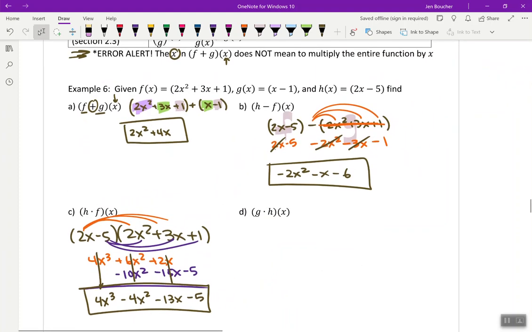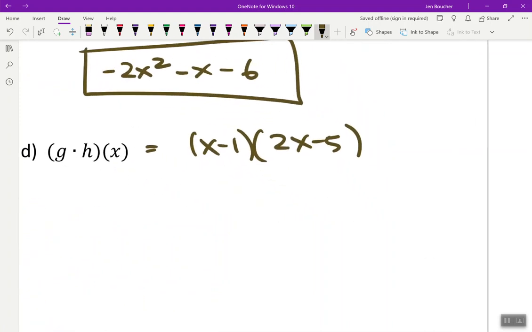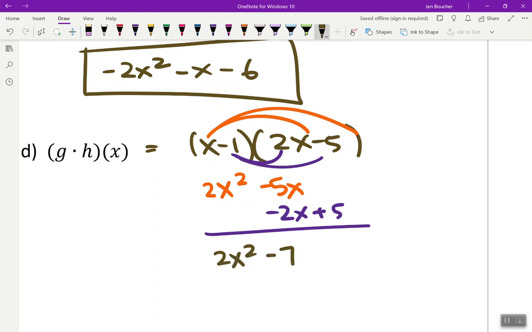Okay, last one, part G, D, whatever this is. Okay, the g function is x minus 1 multiplied by the h function, 2x minus 5. Again, pause the video, see if you can do this on your own. Here we go. 2x squared, distribute, minus 5x inside, minus 2x, plus 5. Combine all my terms. What do we get? 2x squared minus 7x plus 5. Just add those all straight together.